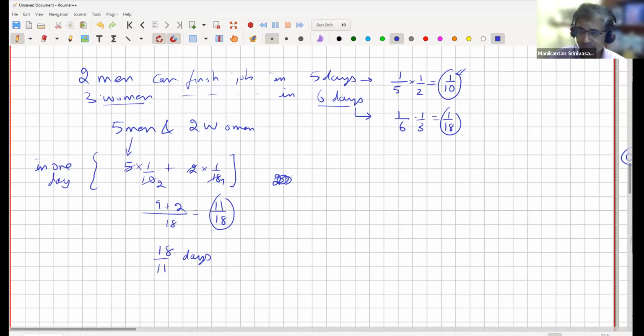Sorry, Apurva, I don't mean to cut you off. The main idea is not the simplification of the numerical value, but how to do this. But good that you're able to spot this approximately 1.6. Good. Okay, so that's the rate.